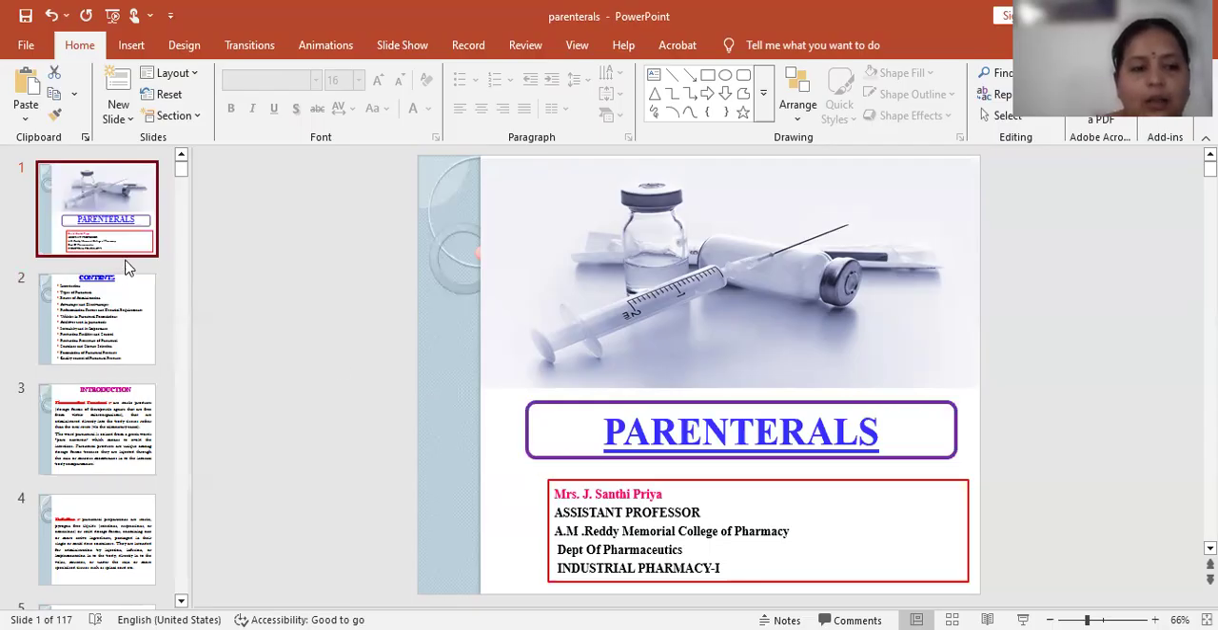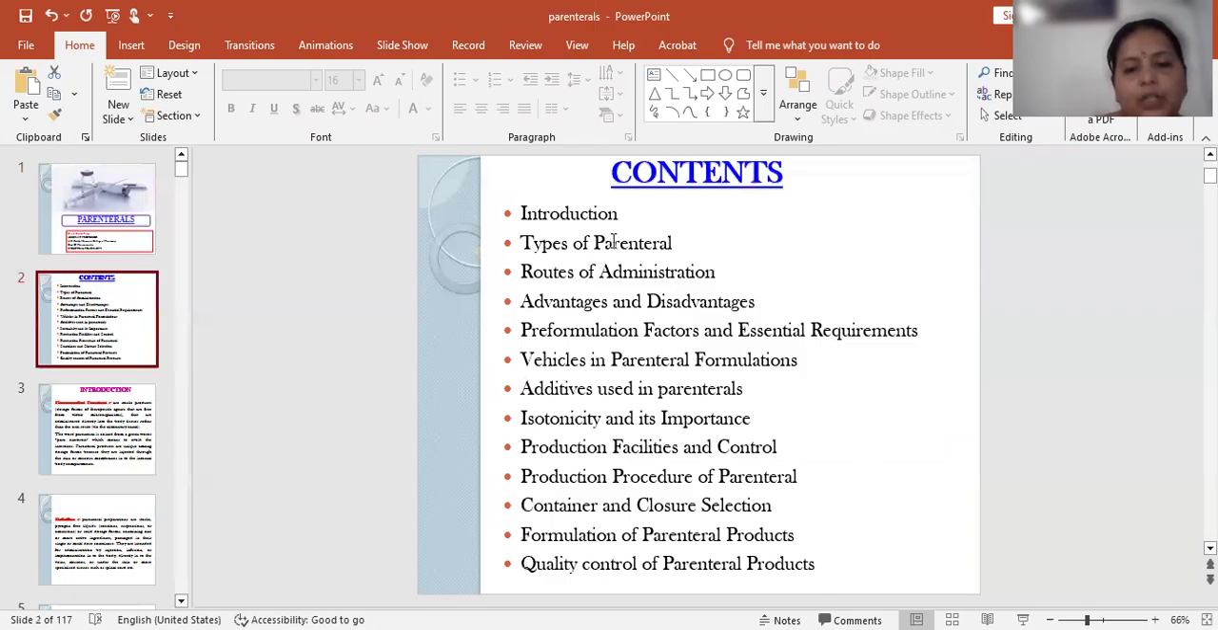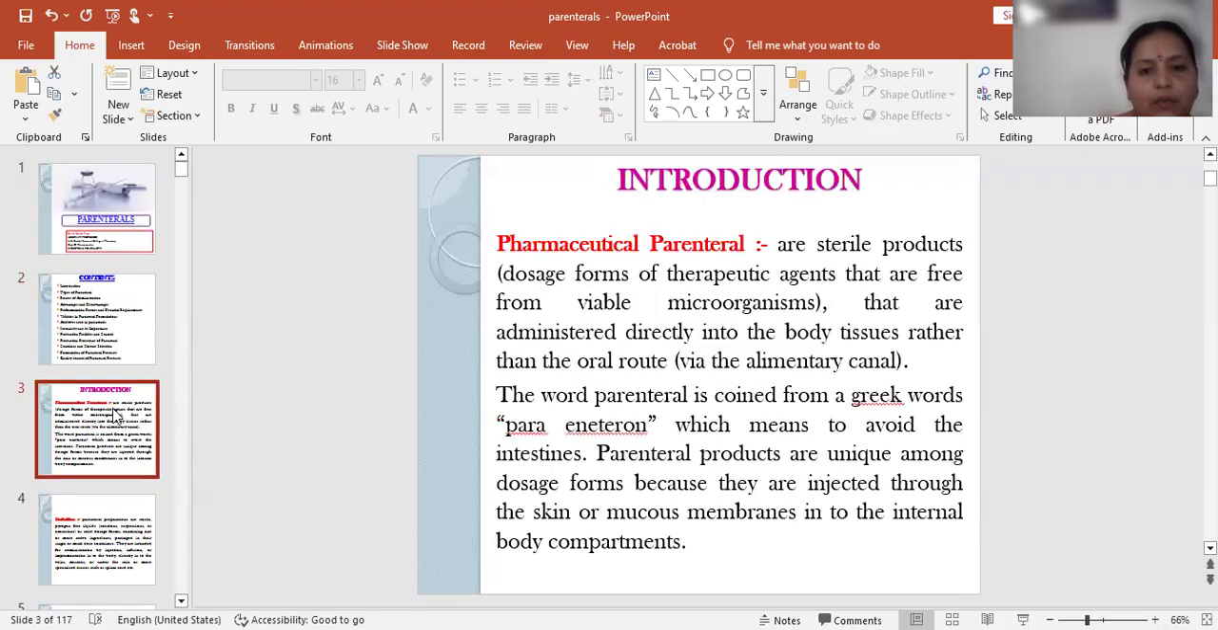In this class, we learn about the introduction of the parenterals and types of parenterals. According to the parenterals, we classify routes of administration of the parenterals and types of parenterals. And we can see the advantages and disadvantages of the parenterals and pre-formulation factors, and coming to various forms, nature of the drug and the required effect. They can be broadly classified. And next, formulation of the parenteral products and quality control tests for the parenteral products.